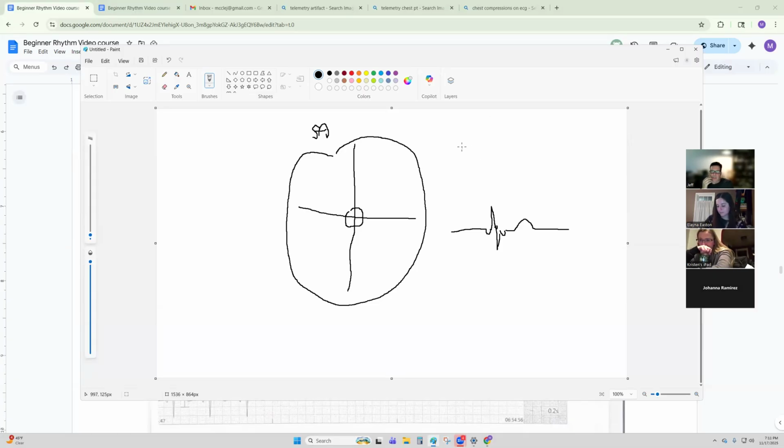But to be truly junctional, it has to be less than 0.12 PR interval, if it's before, of course. If it's after, you don't need to measure a PR interval. And then the P wave has to be negative in lead 2.